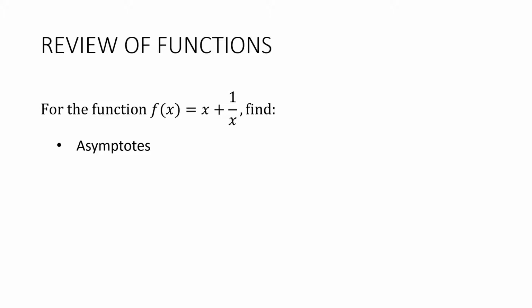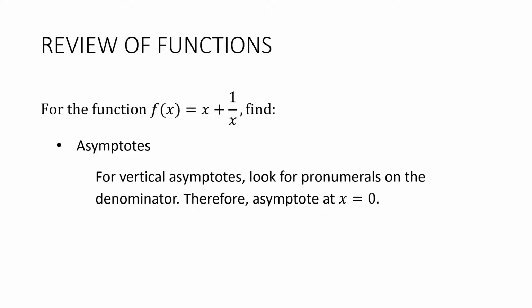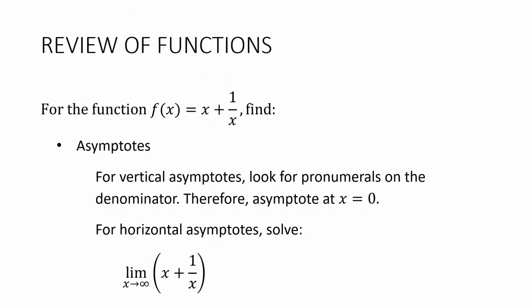Let's move on to asymptotes. Now remember there are vertical and horizontal asymptotes. Let's begin with the vertical one. We're looking for any pronumerals on the denominator. There's one. Remember we can't have 0 on the denominator, so x equals 0 is an asymptote. Now for our horizontal asymptotes, we find the limit as x approaches infinity of this expression. We write it like this.